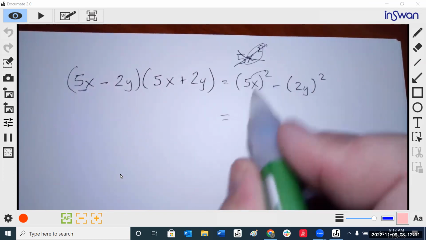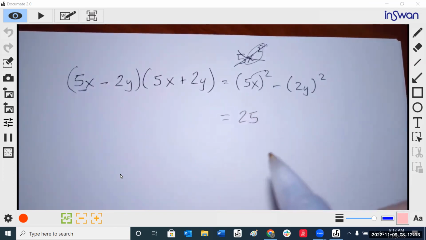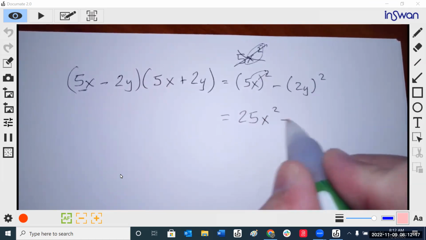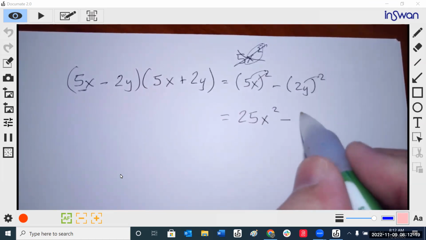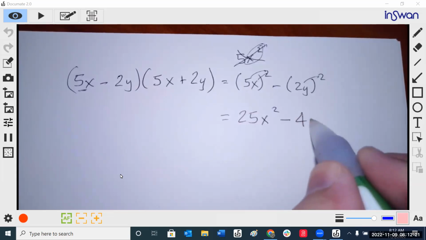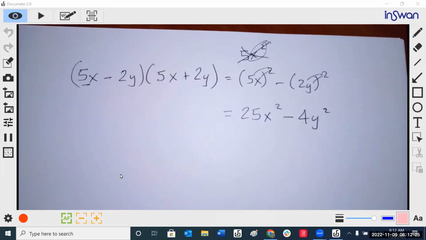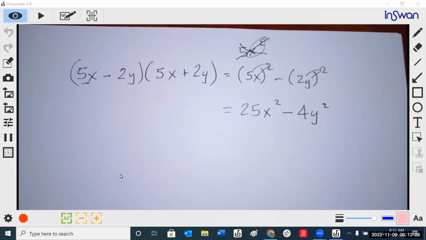So 5 squared is 25, x squared. 2 squared is 4, y squared. So there's your answer. As far as you can go. Can't combine any more like terms. That's what we did this chapter. That's chapter 15. Chapter 16 is, let's go backwards.